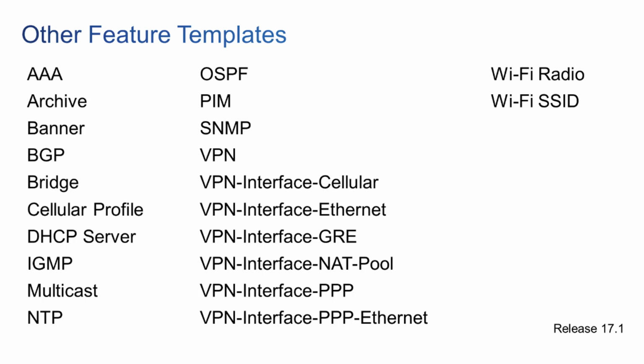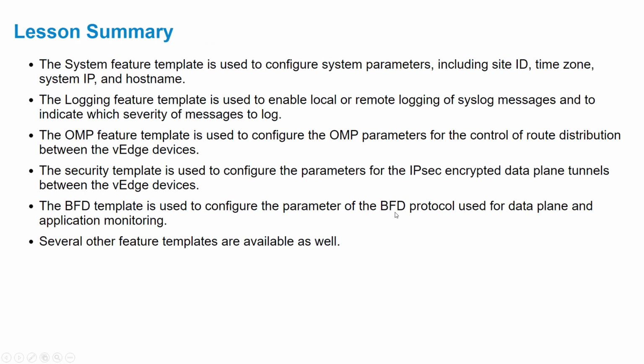So we can see some of the other feature templates that might be available: AAA, BGP, cellular profile, multicast, NTP, OSPF, VPN, etc. I would recommend, if any of these might apply, or if you suspect that any of these different feature templates apply, that you go out and look at the documentation to see what each of these feature templates include. And of course, you can go to the software documentation to see what each of the values represented by each of these other templates are.